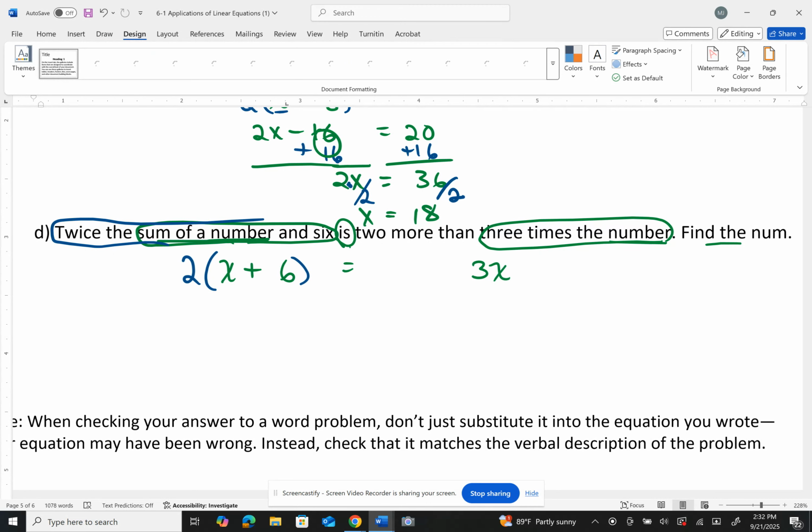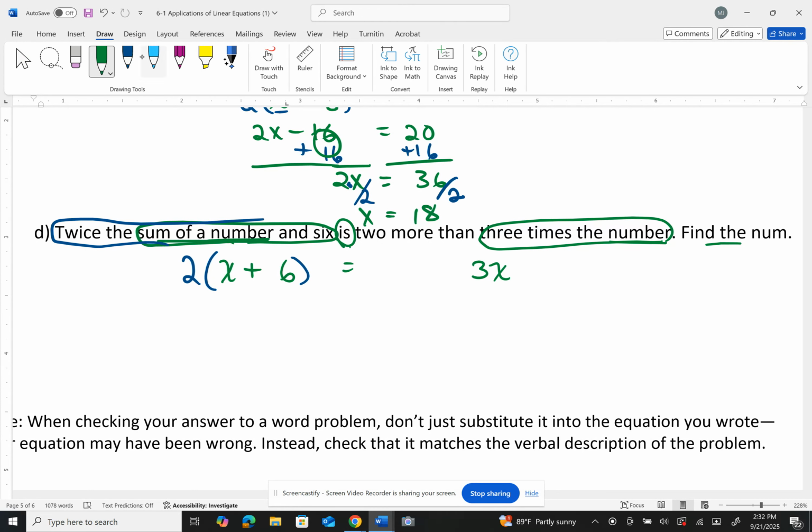Then I'm going to back up. And it says I need 2 more than that. 2 more than that. 2 more than 20 would be 22. You're just adding 2 more than something. Okay. And then my job is to solve that equation.